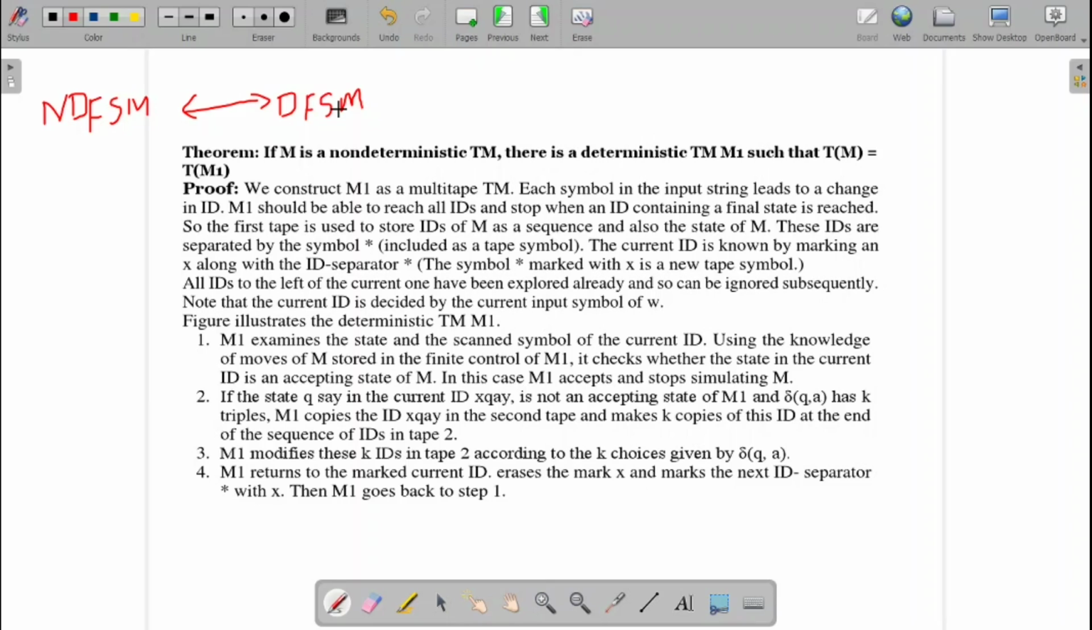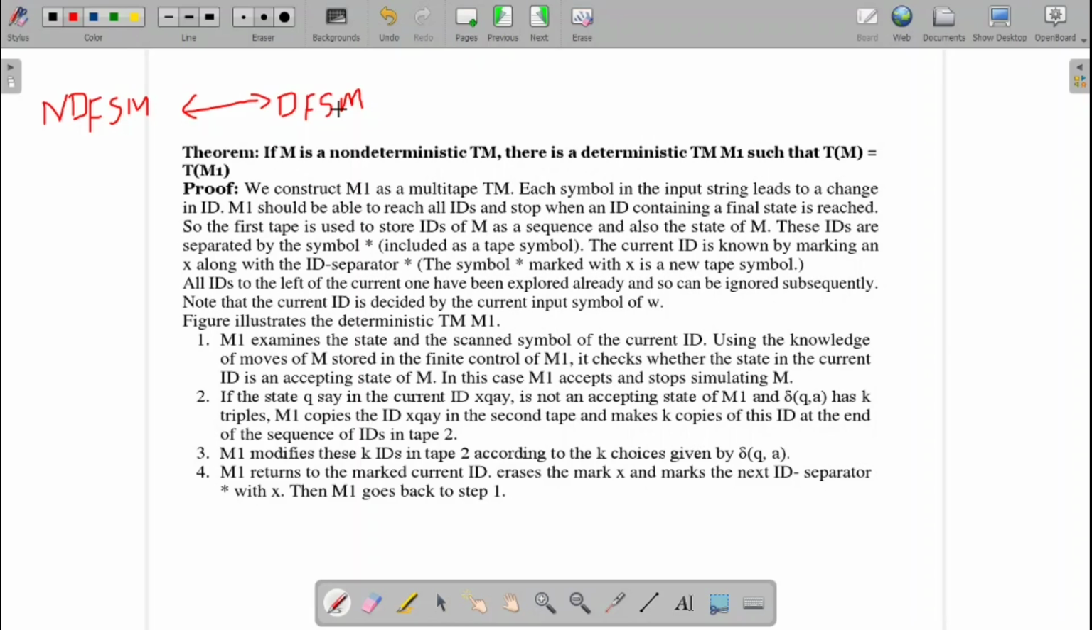Fine. So now we construct M1 as a multi-tape Turing machine, because in the case of a non-deterministic Turing machine, more than one transition may be present, and those transitions we simulate with the help of the multi-tape Turing machine. For the first case, we write the contents to the first tape. Second case, second tape. Third case, third tape. Like that, we construct M1 as a multi-tape Turing machine.